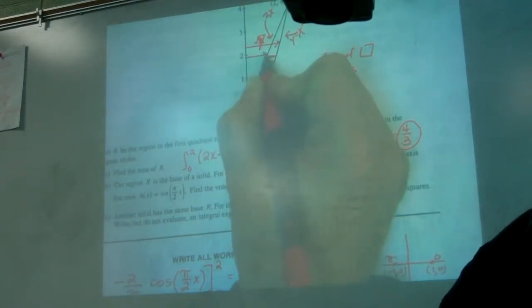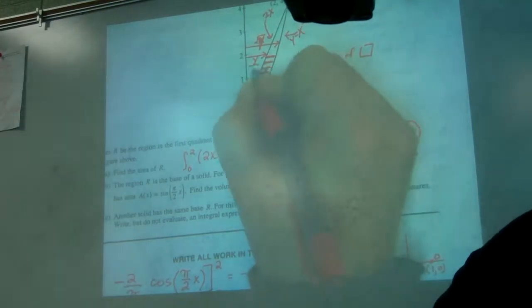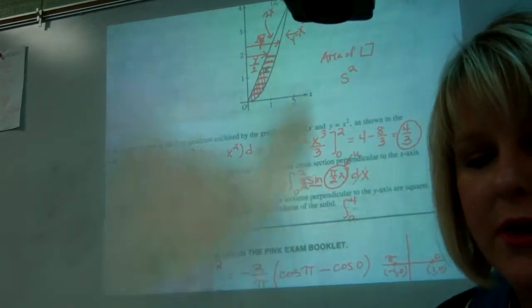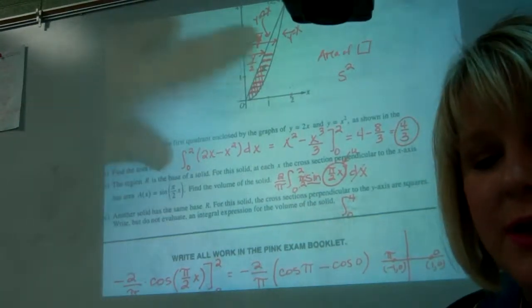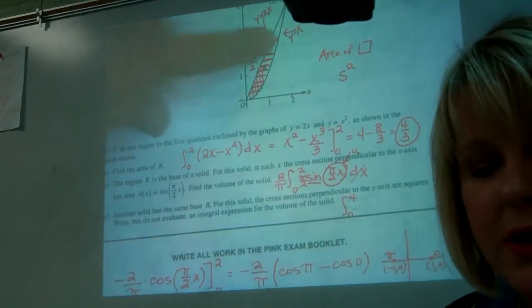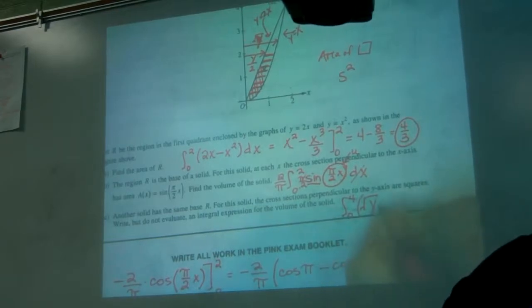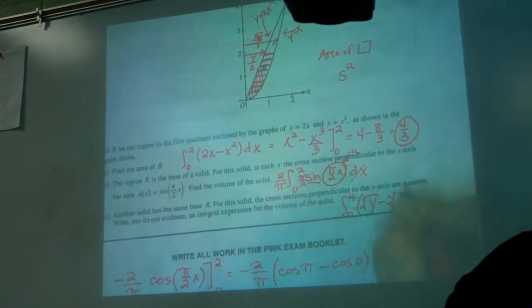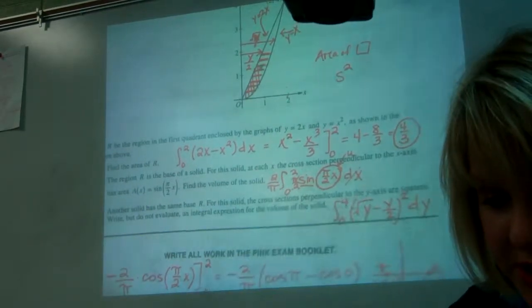And then this, from the y-axis to this curve, would be y over 2. If you solve your other equation for x, you get y over 2. So the difference between those is the base of one of those squares. So we would do the square root of y minus y over 2, squared. And that's all you have to do on that one, is just set it up.